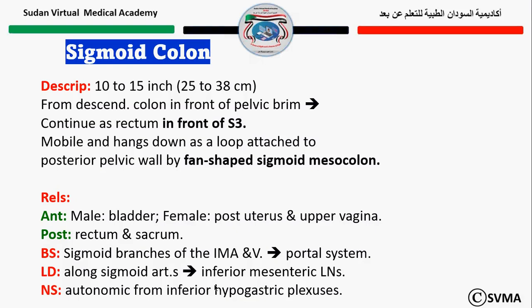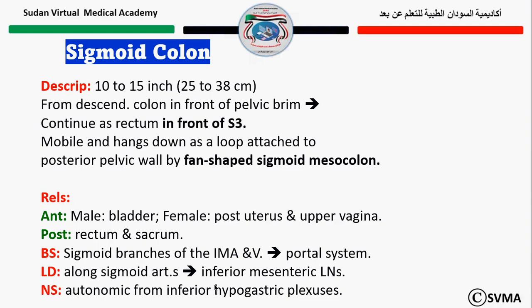But some people use centimeters, the metric system. To convert inches to centimeters, you should know that every inch is 2.5 centimeters. So 10 times 2.5 is 25, and 15 times 2.5 is 37.5 or 38. Anyway, the sigmoid colon is 10 to 15.